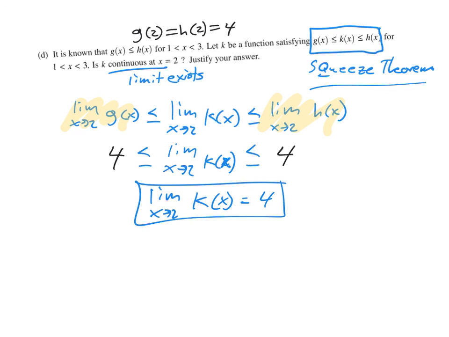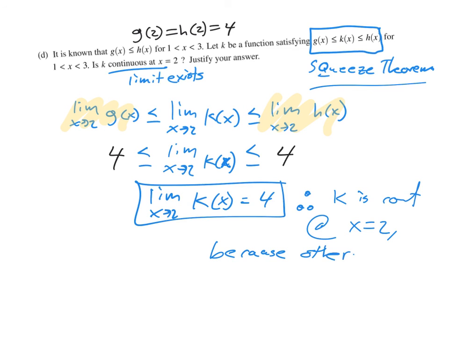All right, so if it is 4, therefore k is continuous at x equals 2, because otherwise the limit would not exist. Hope that makes sense.